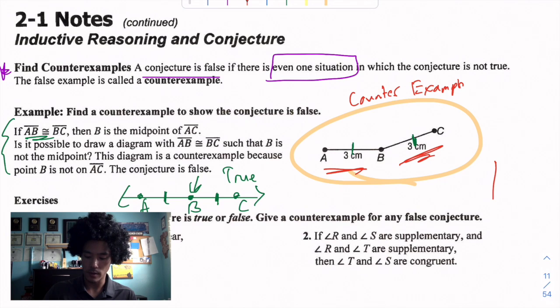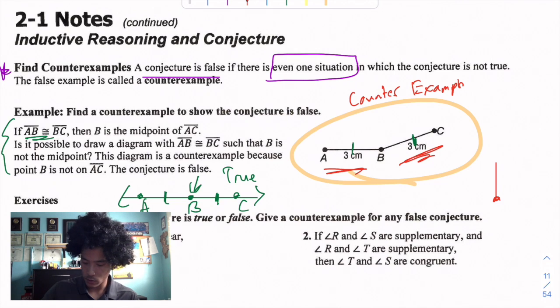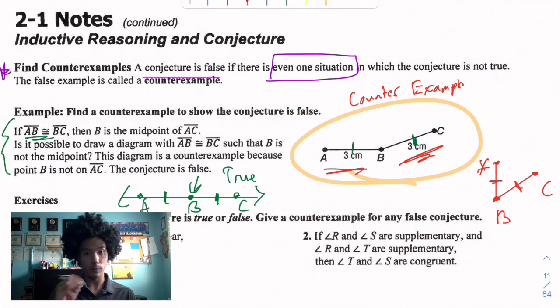Right, a more exaggerated case would probably be something like this. I'll make it even more extreme. See, look at this. This is A, and this is B, and this is C. I can say AB is congruent to BC with those tick marks. But you see, B is not the midpoint, right? We don't call that the midpoint. In fact, that's actually a vertex. So that's why this is a counterexample.